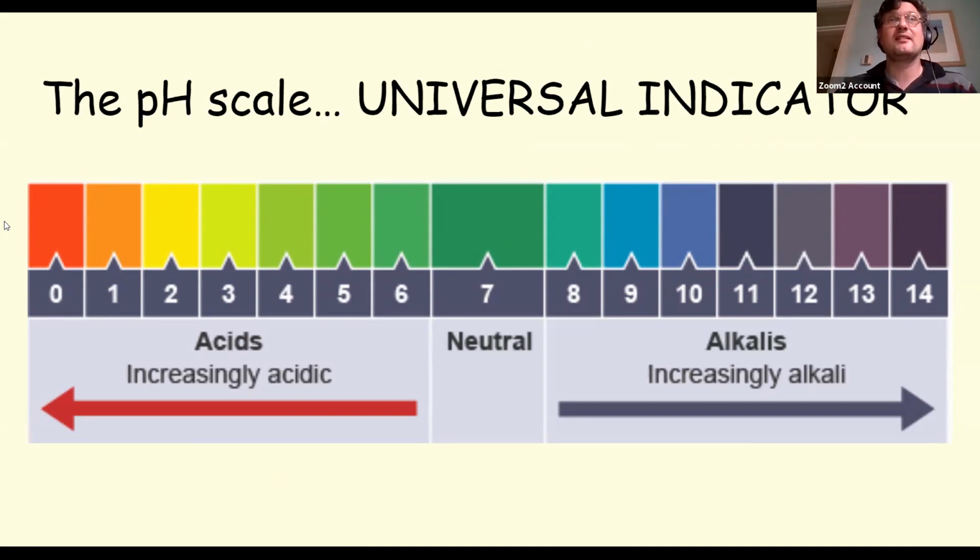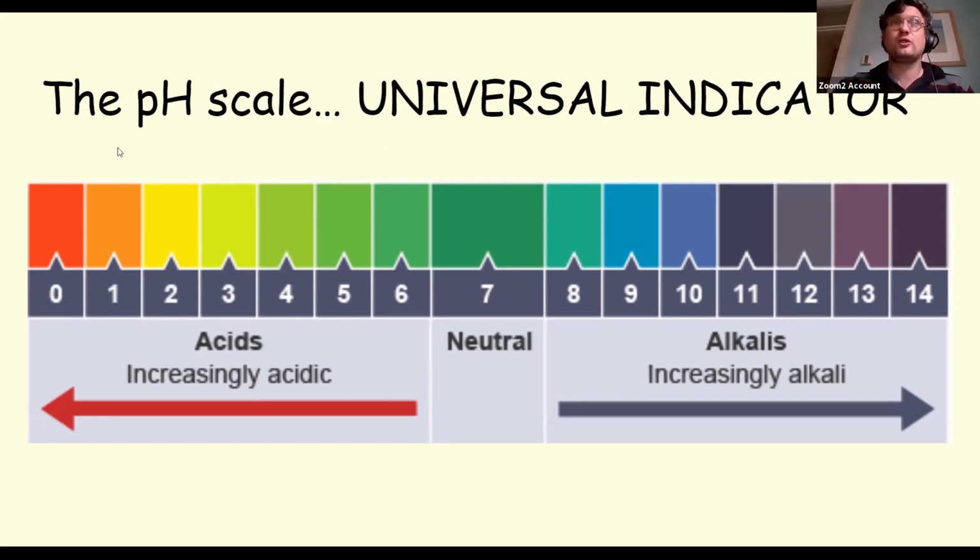And universal indicator is probably the best indicator because it can tell you not just if something's an acid or an alkali, but if it's a strong acid or a weak acid, or where it sits on the pH scale. It's a really good indicator, and it's called universal because it can be used universally in all kinds of different situations. So good job. Lots of you remembering that.